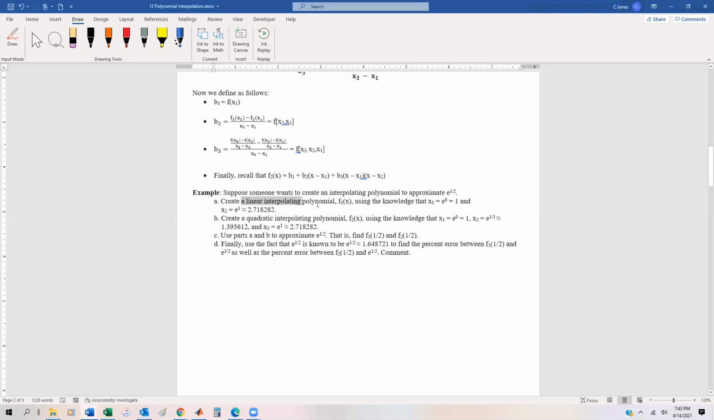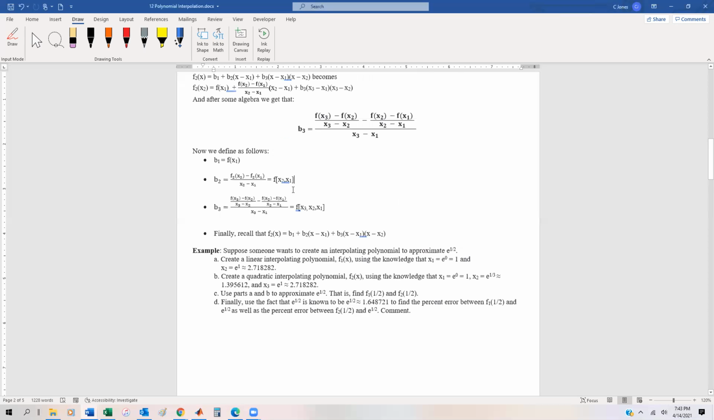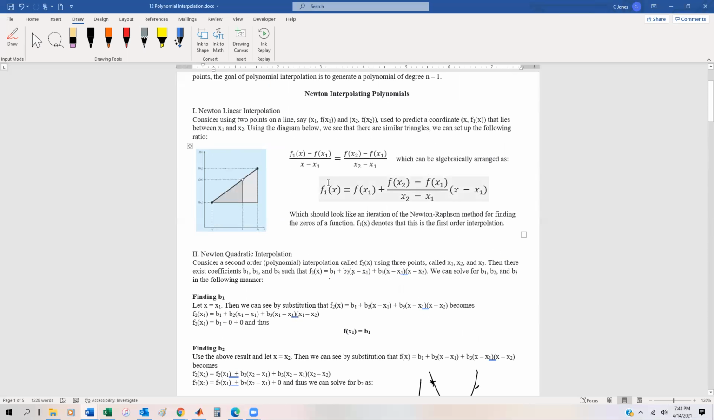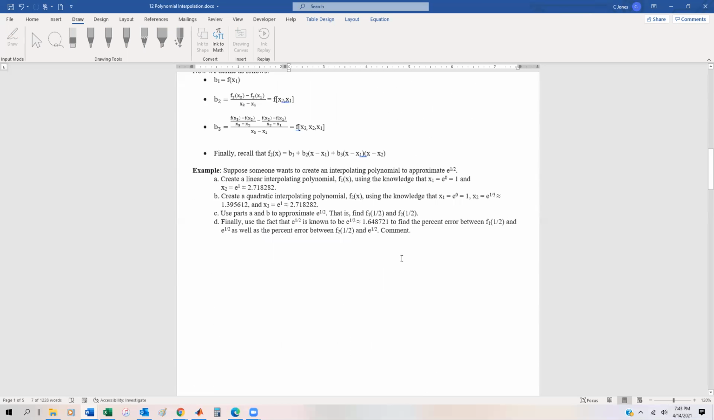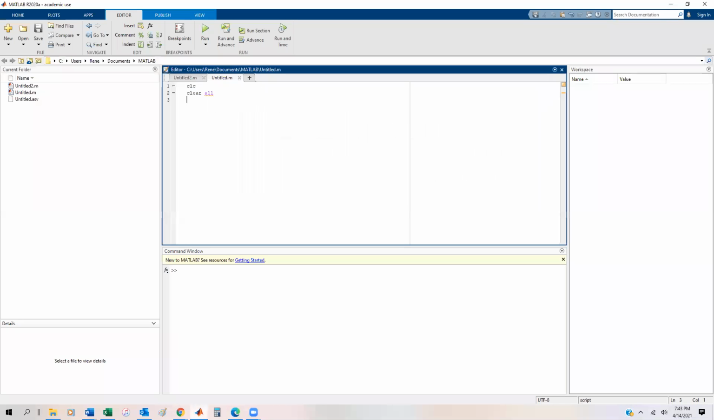So let's create a linear interpolating polynomial. What we're going to do is use two formulas to get B1 and B2, and we can program them really easily in Matlab. These are going to be the coefficients of the linear interpolation, and we're going to eventually get this. We could think of this as our B1 right here, and this as our B sub 2, and we could just substitute directly in. So let's just get to it in Matlab. It's actually a pretty easy type of problem.